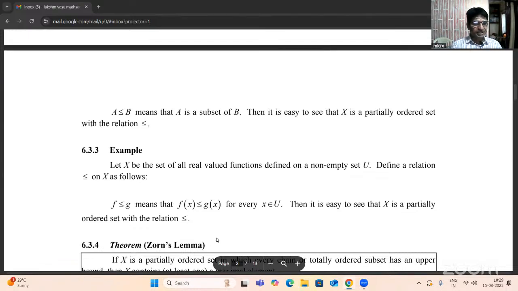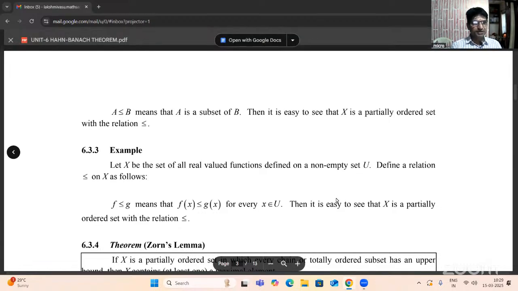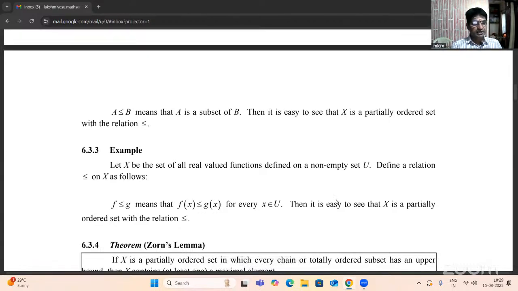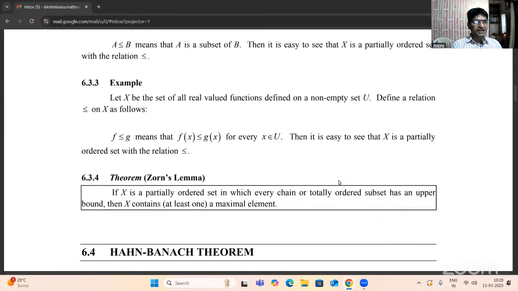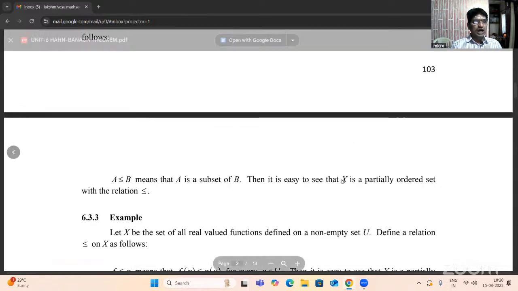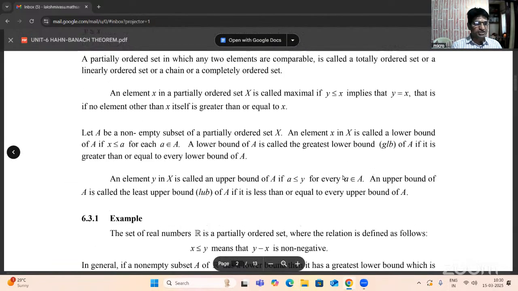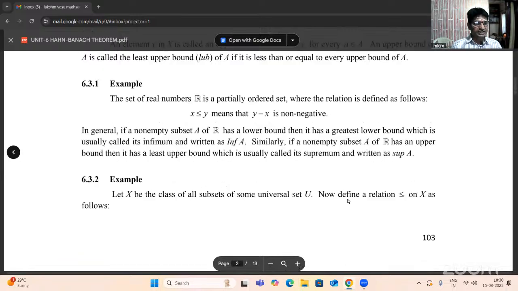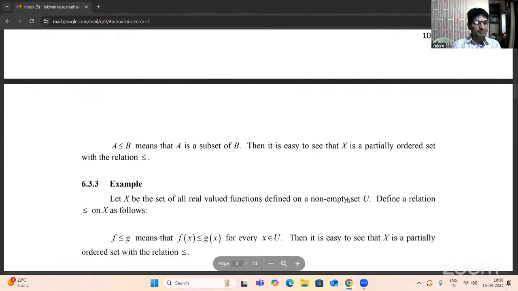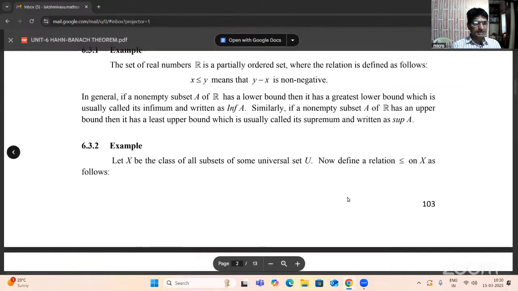Good morning to everybody. Now this is PG second year functional analysis, 6th paper. We will continue here. Already in the previous class, we have explained Zorn's lemma, and before that, what is a partially ordered set, with an example also, and at the same time, what is the Zorn's lemma concept.